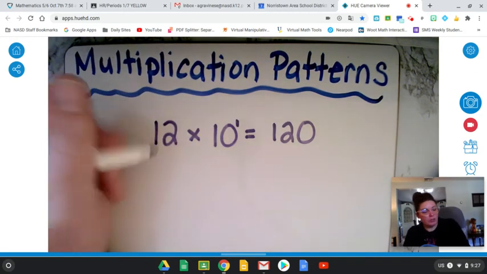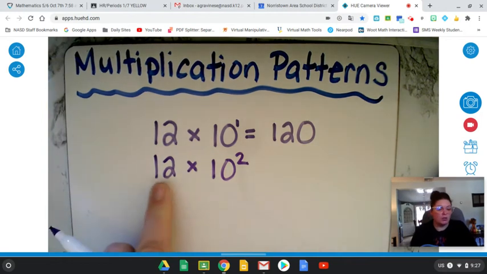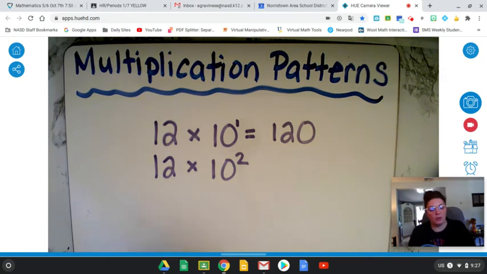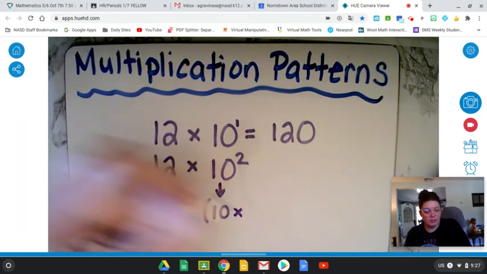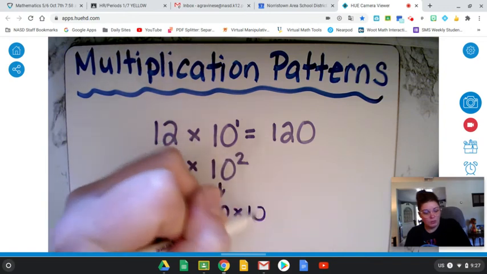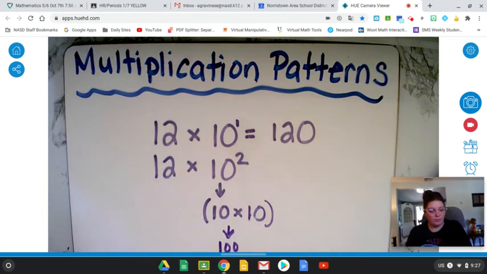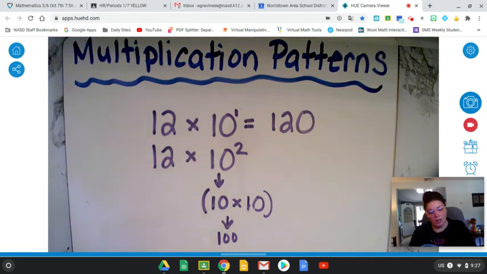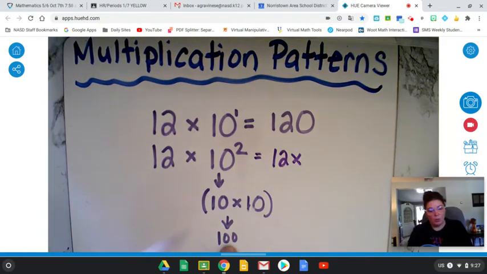But what happens when we change that exponent? So what happens when we say 12 times 10 to the second power? Well, let's think about what 10 to the second power really is. 10 to the second power is 10 multiplied by itself 2 times. And 10 times 10 equals 100. So 12 times 10 to the second power is really 12 times 100.